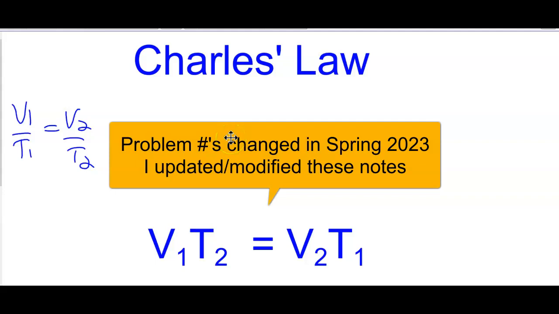Charles' Law, problems 1, 2, and 6 examples. So Charles' Law, as you can see, we have pressure, volume, and temperature. Charles' Law is holding pressure constant, meaning there is no change in pressure, it remains the same.